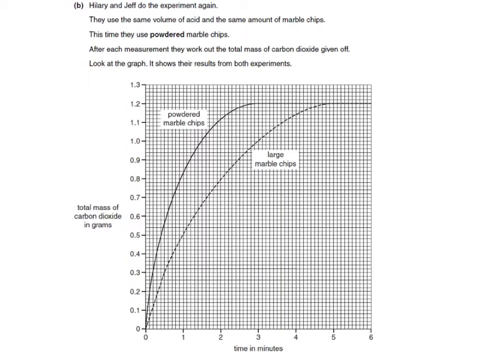After each measurement, they work out the total mass of the carbon dioxide given off, and look at the graph. It shows the results from both experiments, and I think we can see that with the large marble chips, the reaction is relatively slow, whereas with the powdered marble chips, a steeper graph, and therefore the reaction is faster, although both of them produce the same mass of carbon dioxide in grams, 1.2 grams.